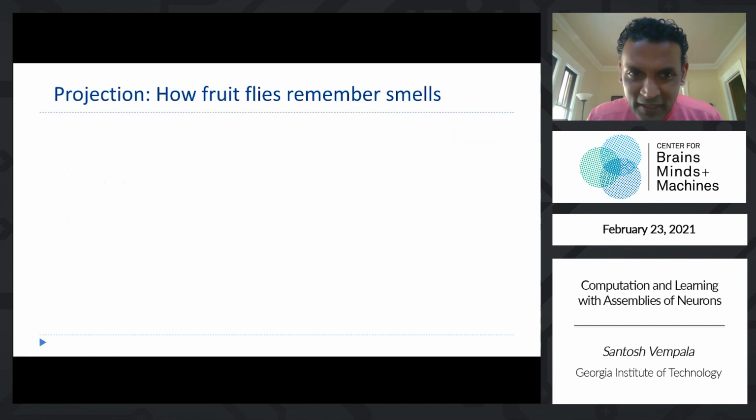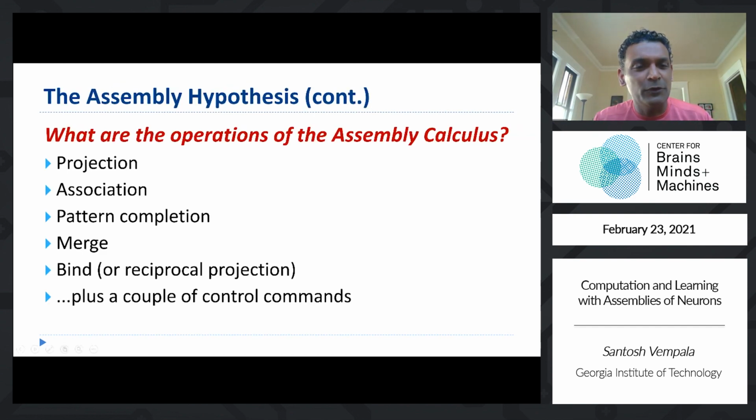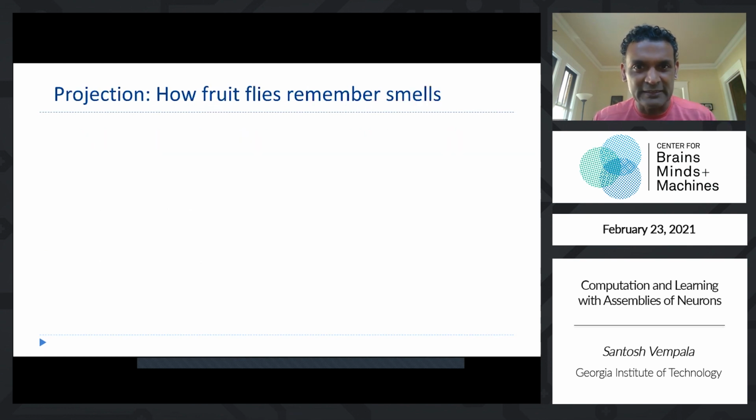Okay, so let's jump into it. What I'm going to do in the next part of the talk is go in some detail over two of these operations, the first two of these, projection and association. So you see a flavor of how the model works, and we'll be able to do things rigorously there. And then we'll get back to higher level questions.